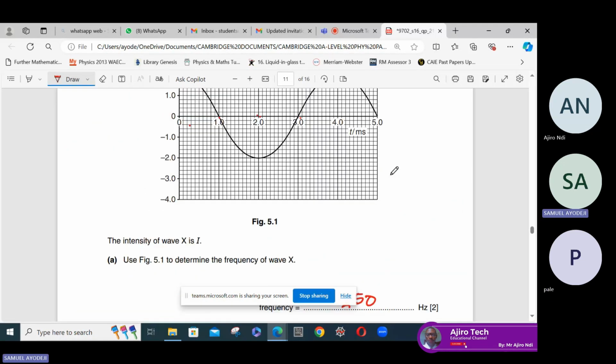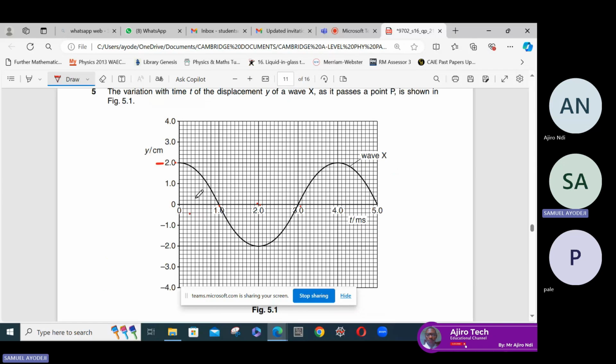Now, you are looking at 2.8 on this graph. You can see each one is 0.2, 2.4, 2.6, 2.8. So it is going to stop here, and that is going to pass through here.